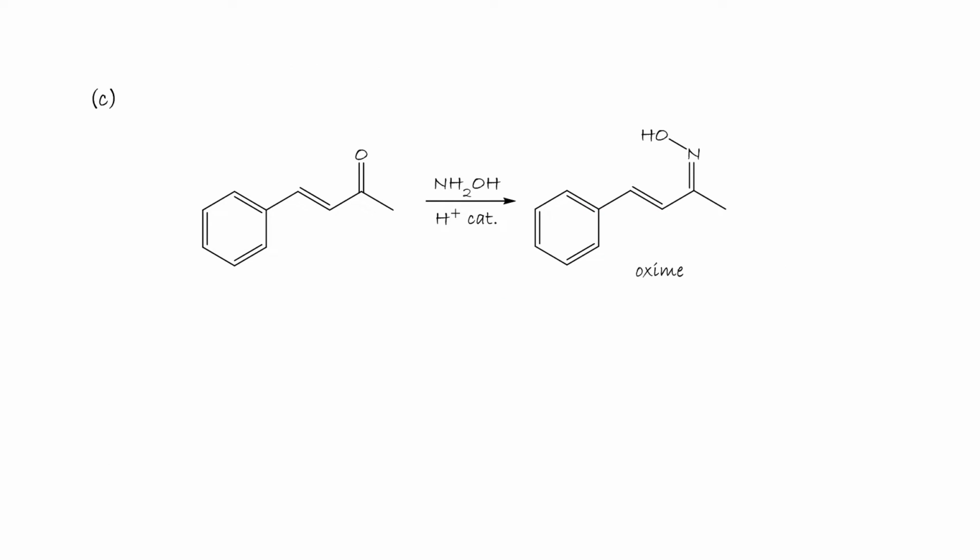The carbonyl function of the alpha beta unsaturated carbonyl compounds undergoes the usual nucleophilic addition with amines, semicarbazides, and hydrazines to form, in this example, the oxime. Reaction of this compound with hydroxylamine, with a catalytic amount of H plus, gives the oxime.